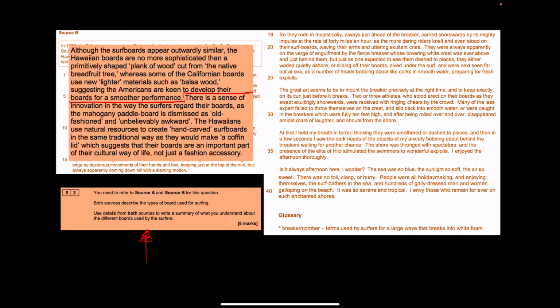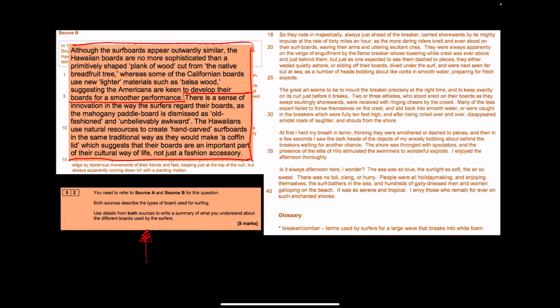There is a sense of innovation in the way the surfers regard their boards, as the mahogany paddleboard is dismissed as old-fashioned and unbelievably awkward. The Hawaiians use natural resources to create hand-carved surfboards in the same traditional way as they would make a coffin lid, which suggests that their boards are an important part of their cultural way of life, not just a fashion accessory. Okay, so again, you've used both texts in both of those statements.